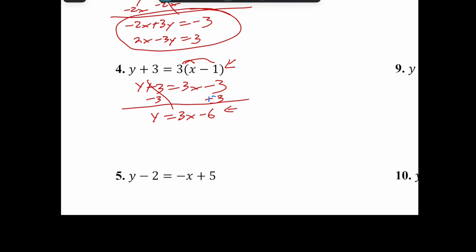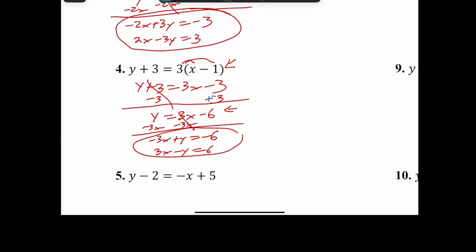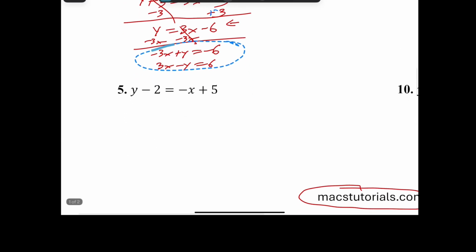Just distribute and move all the numbers to the right, and now you know how to go in between those two. So now on this one, I am going to minus the 3x to both sides. Boom, die. I'm going to get negative 3x plus y equals negative 6, or 3x minus y equals a positive 6. Okay? Let's go on to number 5 here, all right?